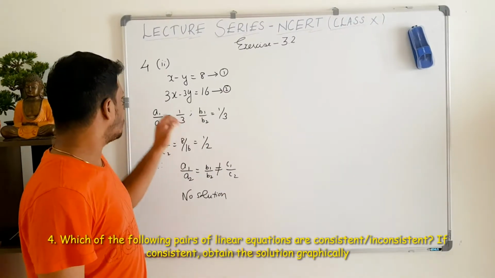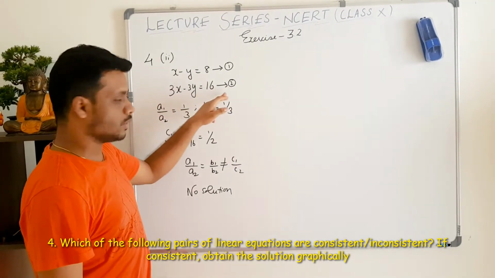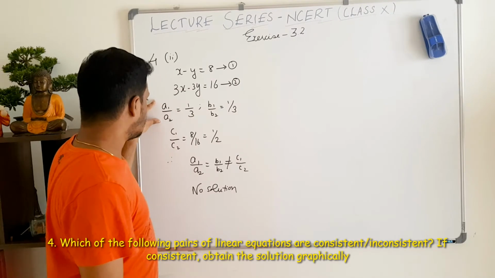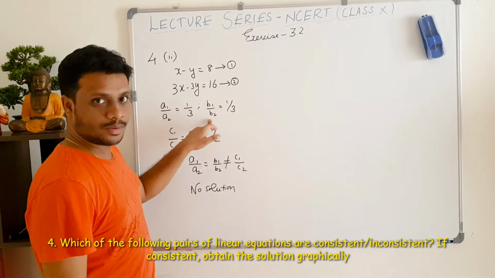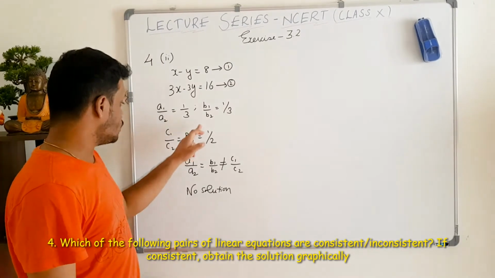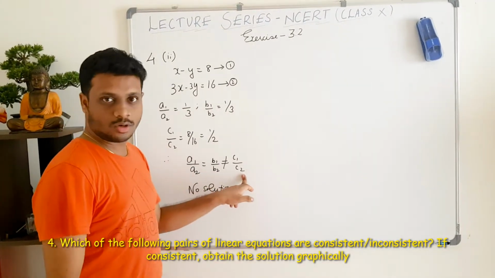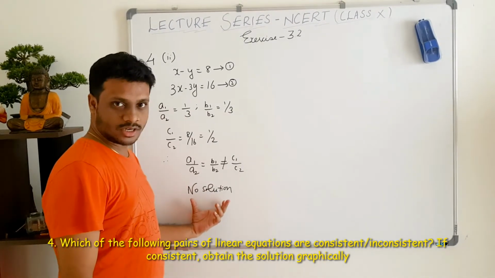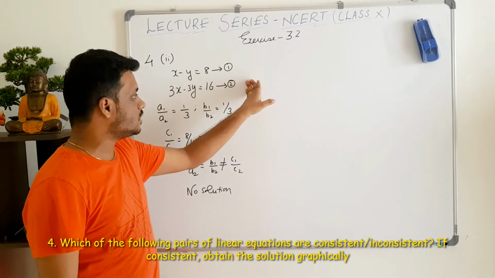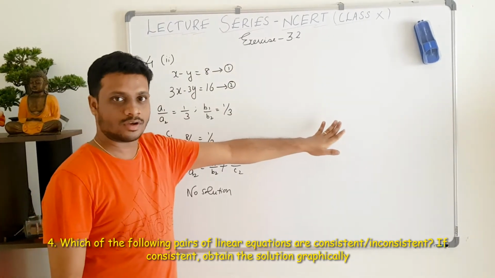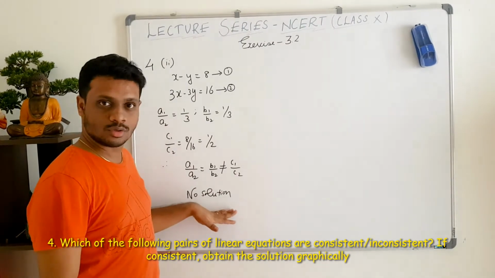This is the second question. So here we have x minus y equal to 8, 3x minus 3y equal to 16. So I am checking the consistency condition. It's 1 by 3 for a1 by a2, 1 by 3 for b1 by b2, and c1 by c2 is 1 by 2. So we see that a1 by a2 is equal to b1 by b2, not equal to c1 by c2. So this is a no solution case, and the question specifies that only if the given equation is consistent, you need to solve it graphically. So we are going to stop this solution here, saying this equation has no solution.